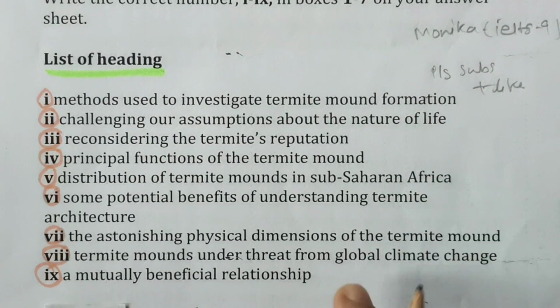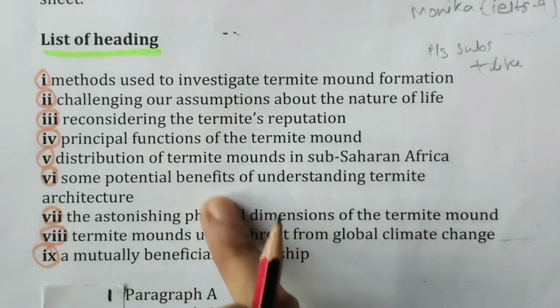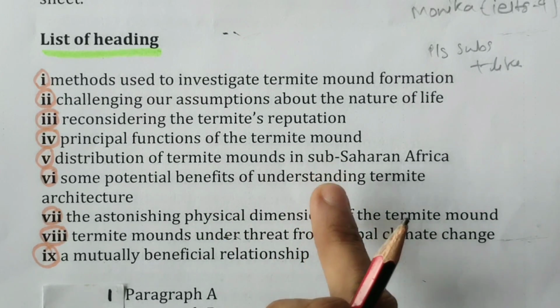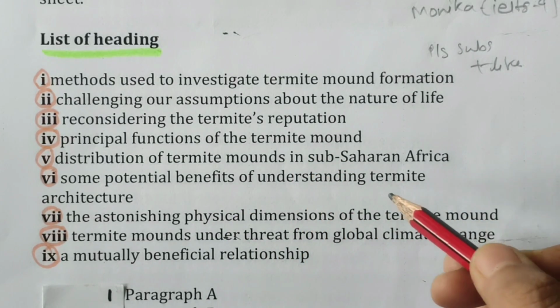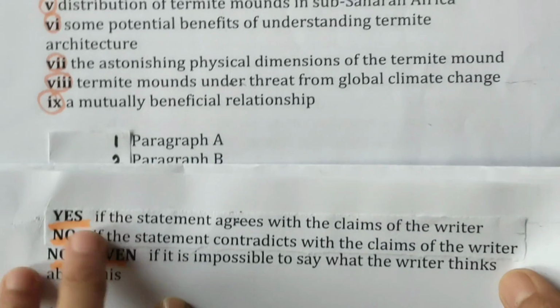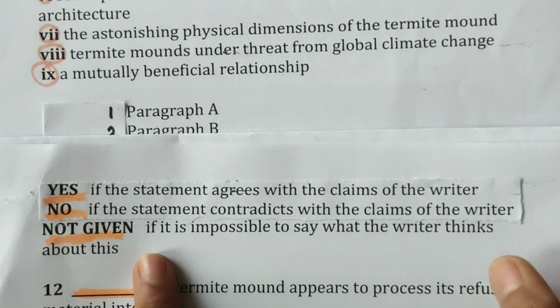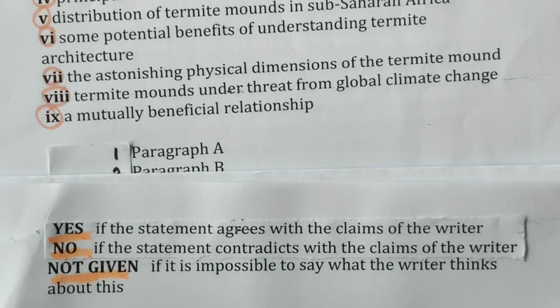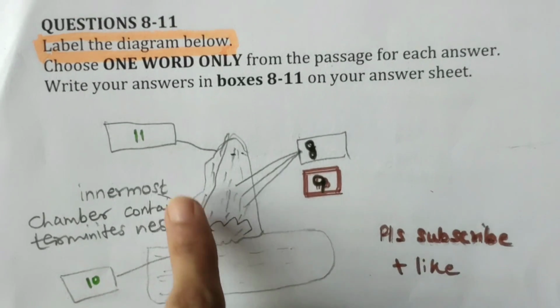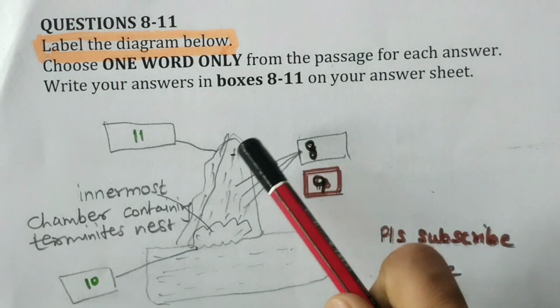Okay. So first is list of headings. I will be telling you each and every step how you can get full marks in this reading. Okay. So the second type of question we have is yes, no, not given, and another we have label the diagram with one word only.